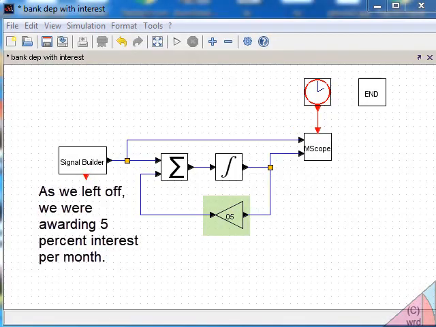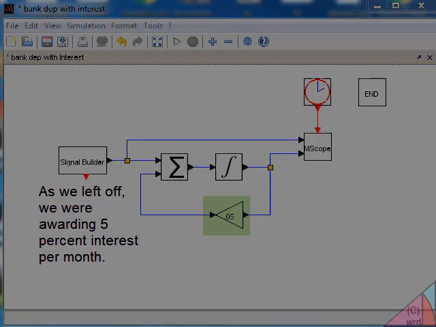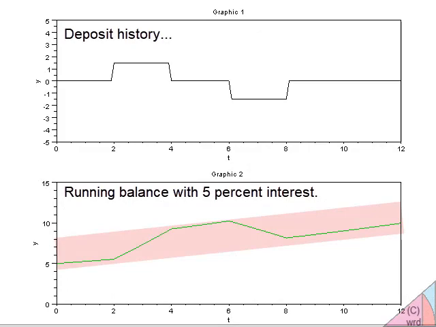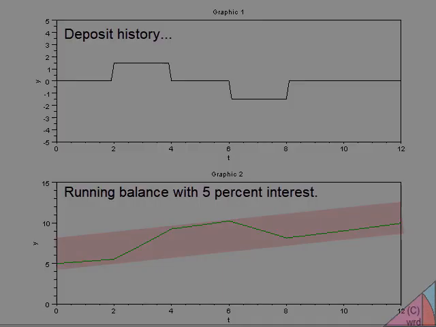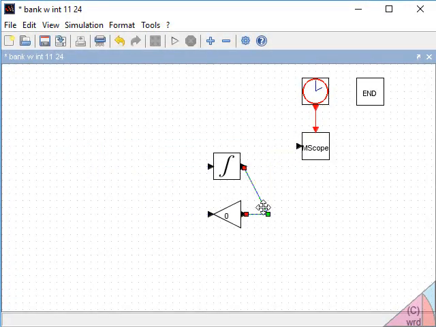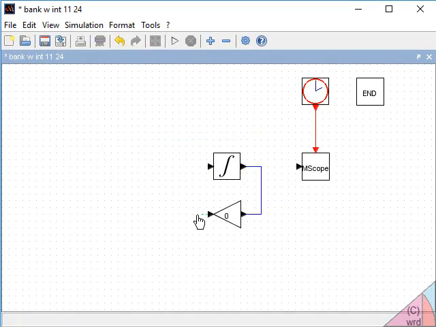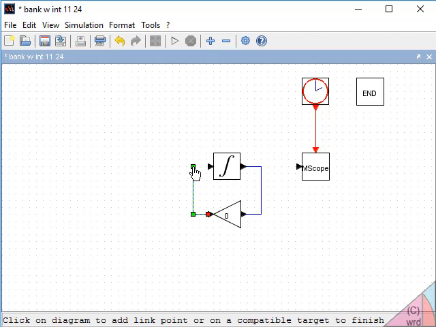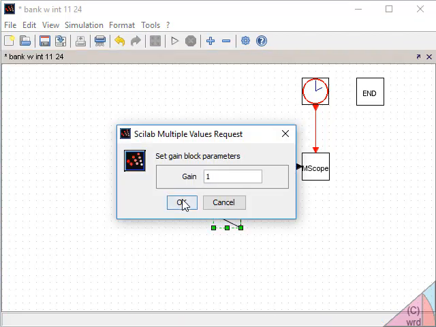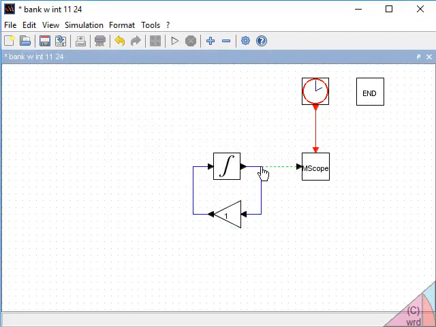At the end of episode 2, we installed an interest loop on the bank model. This made the balance trend upward over 10 months. Now we will get rid of the deposit and withdrawal schedule. We will just watch the interest loop over time. This is probably the simplest circuit we can make that does anything interesting.